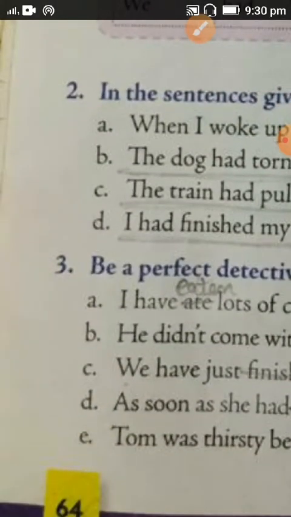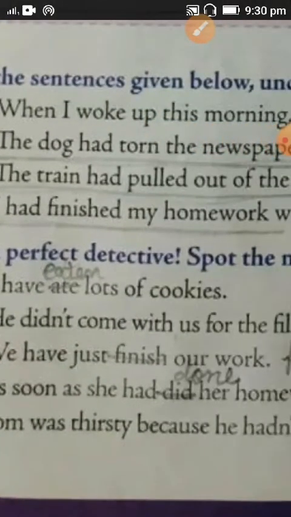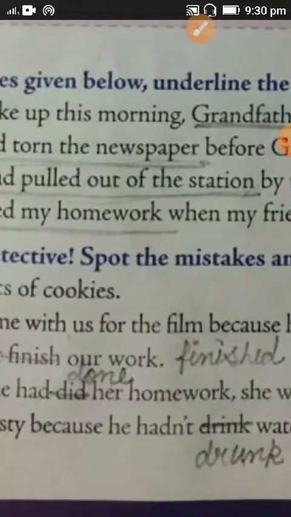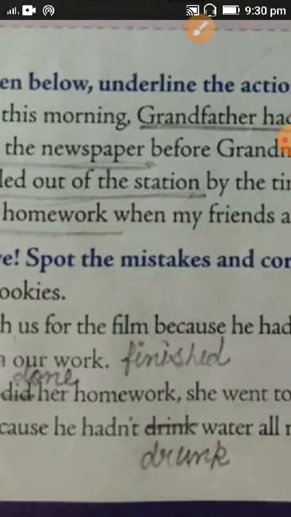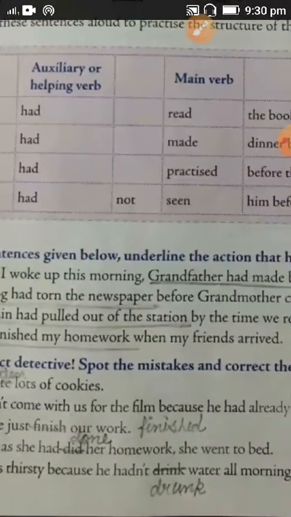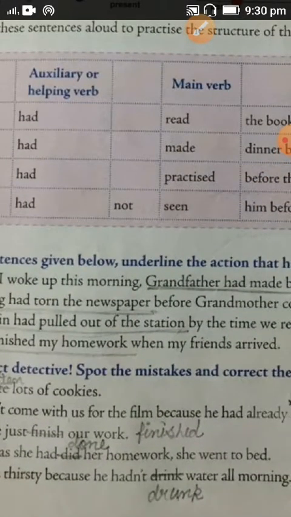See the last one. Tom was thirsty because he had not drink water all morning. No, he had not drunk water all morning. Okay. The forms are like drink, drank, drunk. So we are using which form? Third form, that is "drunk". I hope you all have understood how you have to do these exercises in your book.